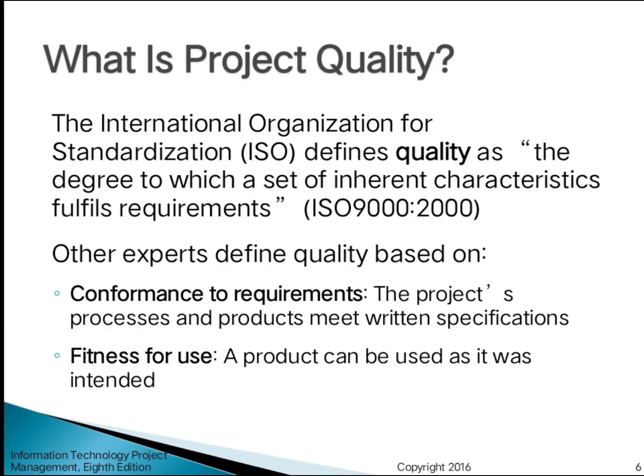So, what is project quality? The International Organization for Standardization, or ISO, defines quality as the degree to which a set of inherent characteristics fulfills requirements. Other experts define quality based on conformance to requirements, meaning the project's processes and products meet written specifications, and fitness for use, meaning a product can be used as it was intended.